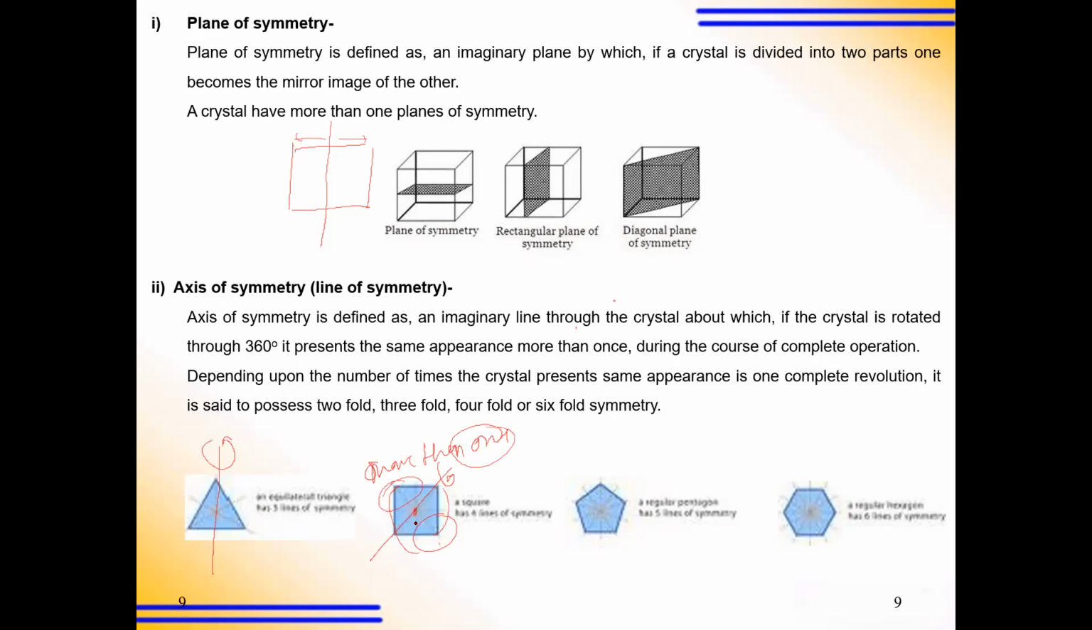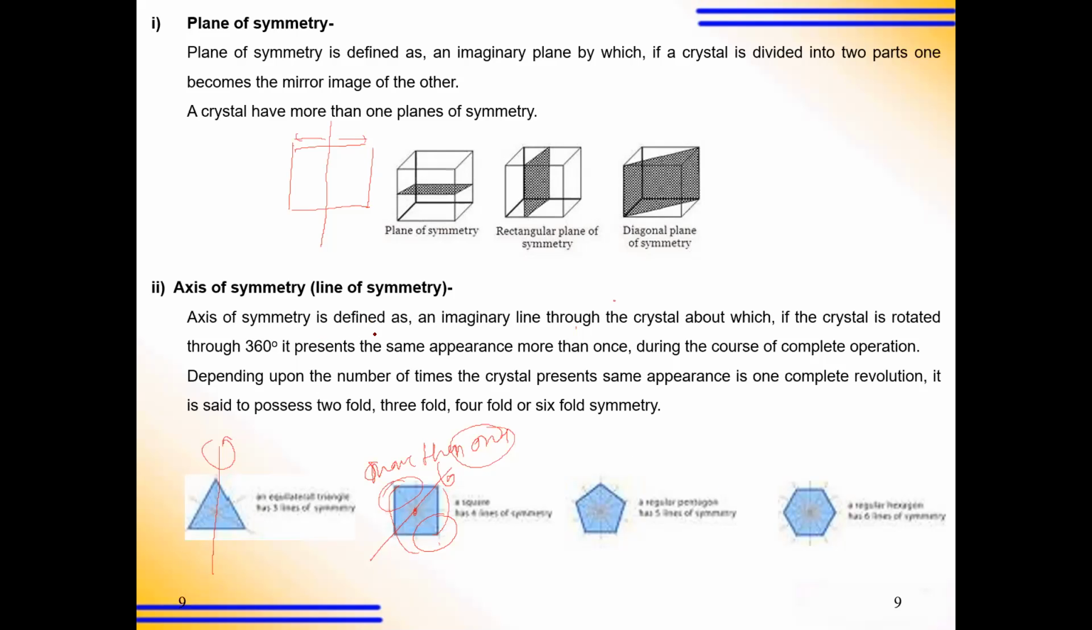And this axis of symmetry depends upon how many times the same faces come in one complete rotation, that is called two-fold, three-fold, four-fold symmetry. Based on that, different types are formed.